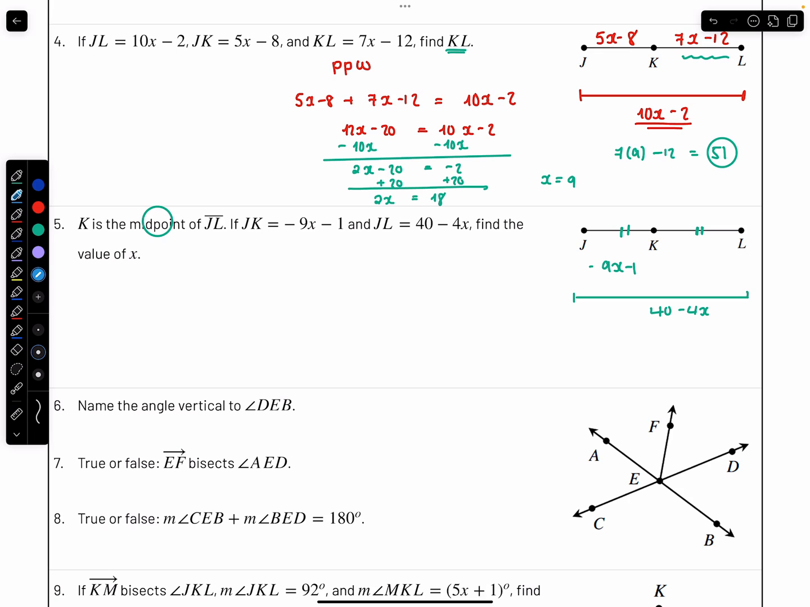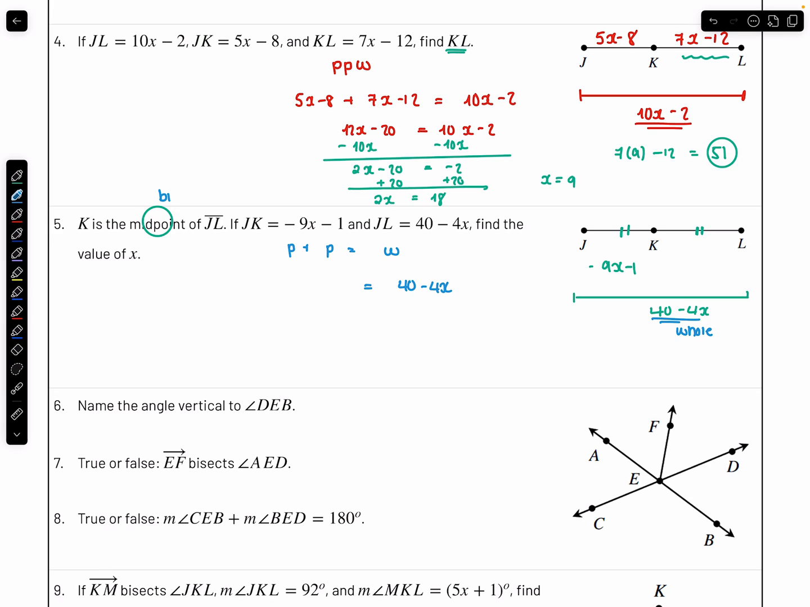PPA? And hopefully you're saying this is PPU, because the whole is given in this problem. So this is part plus part equals whole. Now the whole here is going to be the 40 minus 4x. Now midpoints, just like bisects, means that we have part equals part. So if this part's negative 9x minus 1, so is that part right there. So we have 2 of the negative 9x minus 1s. This is negative 18x minus 2 equals 40 minus 4x.